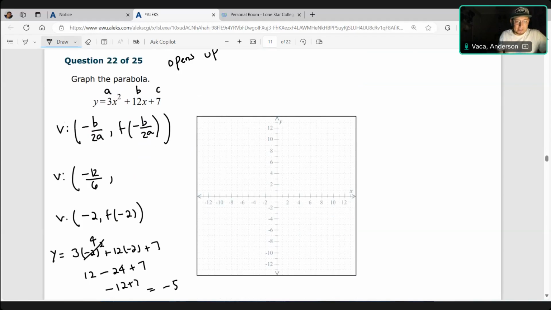So the vertex will be negative 2, negative 5, right over here. We know that it opens up. So very similar to what we did before.